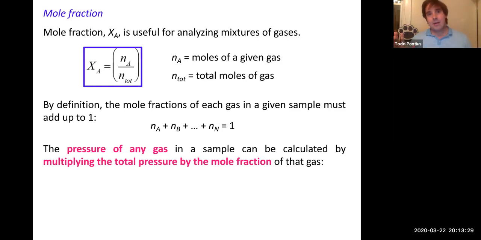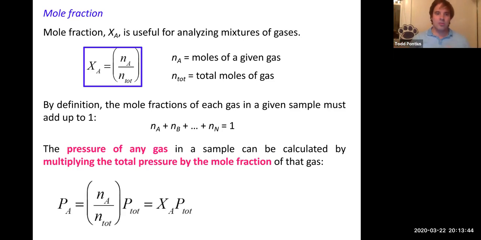Now, by definition, if you add up all the different mole fractions in a given sample, they have to equal 1, otherwise, well, that'd be impossible. Another thing that we can use is this equation here, P sub A. P sub A is something called partial pressure. Partial pressure is the pressure being exerted by a specific gas, again, like oxygen or nitrogen or neon. We can write it as n sub A divided by n tot times total pressure, or we can just plug in mole fraction times total pressure. So if you want to know what pressure is being exerted by a specific gas in a sample, all you have to do is take the mole fraction of that gas and multiply it by the total pressure.